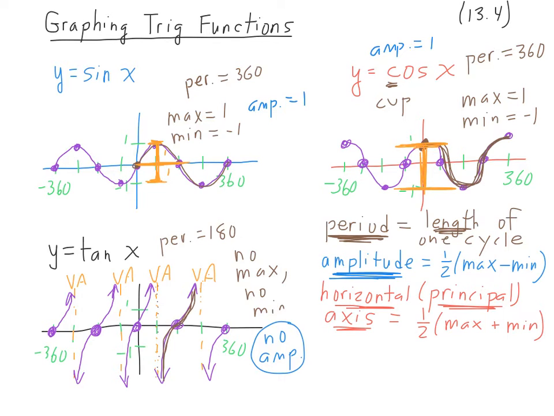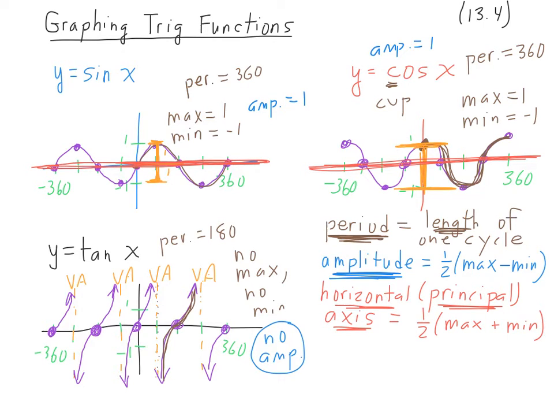Well, we are referring to this horizontal line that goes right through the center of your trig graph. Usually it's going to be the x-axis. Think of it as the average of the max and the min. The whole idea of 1/2 the max plus the min is simply the average of the max and the min, so it's exactly in between. We call that the horizontal axis or the principal axis.